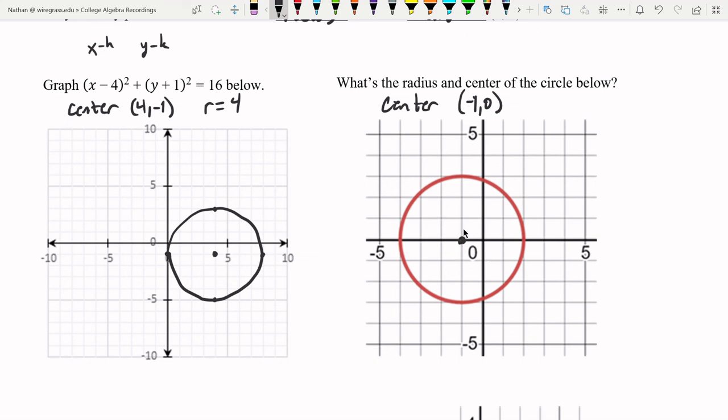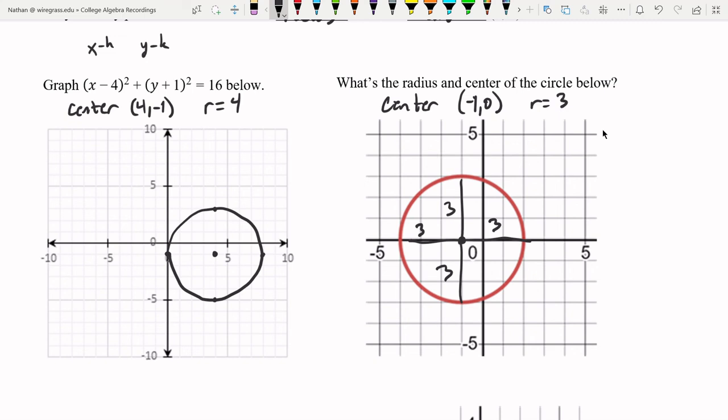And the radius is how far away the circle is from this central point. And I already counted it. It's 3 units away. These are all 3. So the radius equals 3.